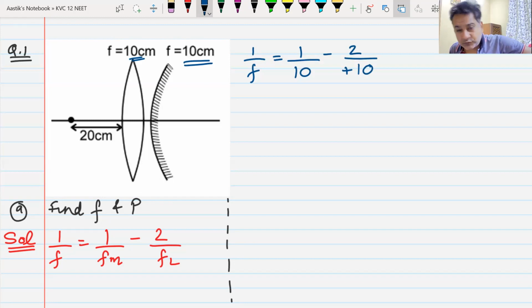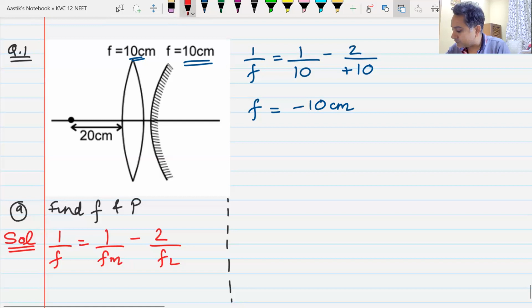So minus 2 by f, 2 divided by 10. You can get the answer for the focal length of the combination. What is the answer that you are getting? I think you will be getting minus 10 centimeters. Everyone got this answer? Yes or no? Please let me know.